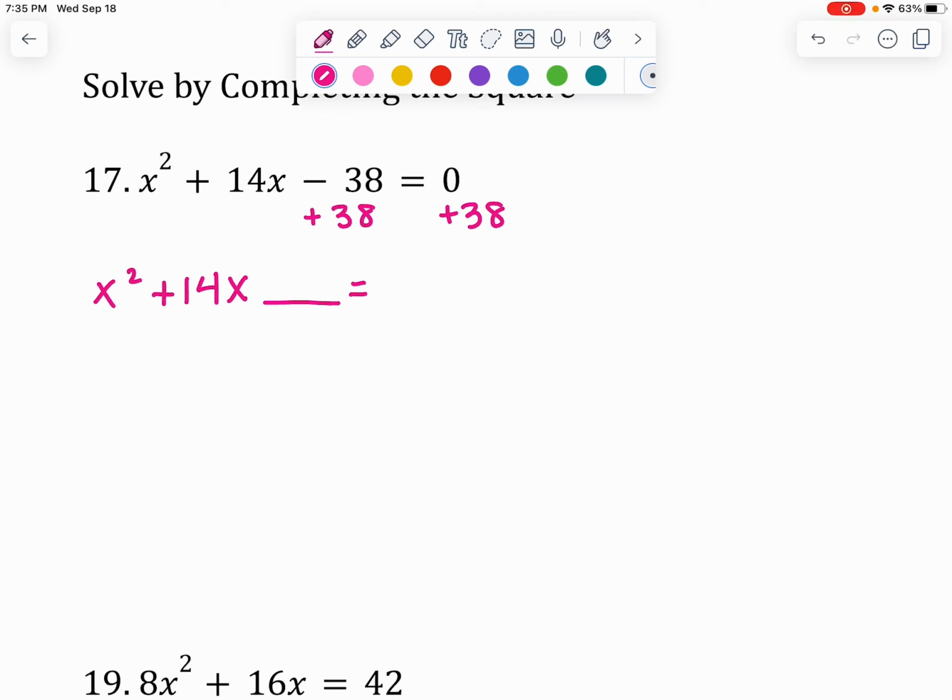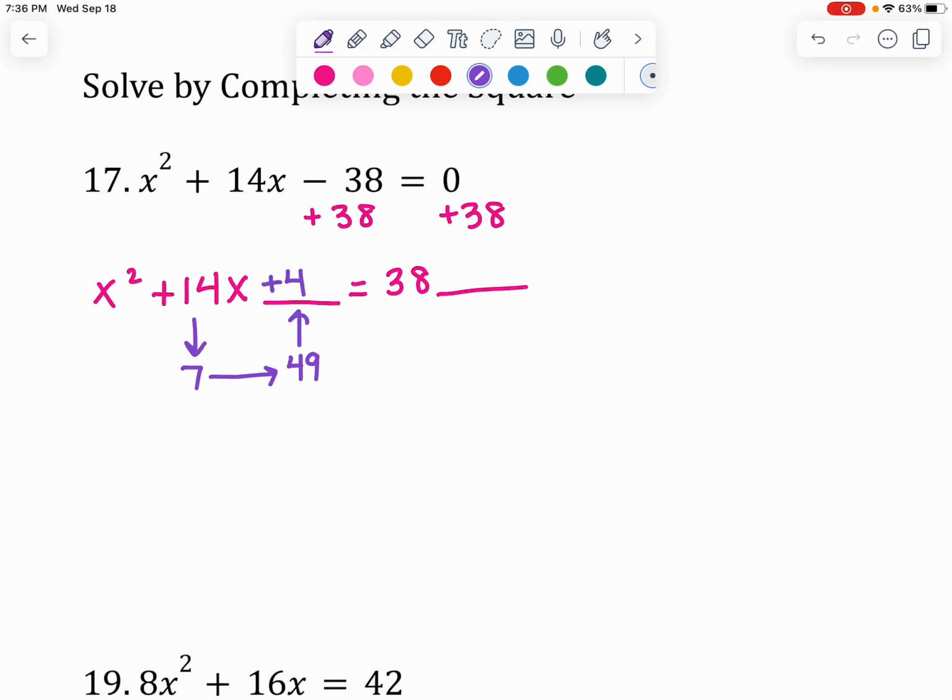And then we get 0 plus 38 is 38. And I'm going to draw another space. Here are the steps for making our square. Step 1, divide by 2. Take 14, divide it by 2, and get 7. Step 2, square this number. 7 squared is 49.